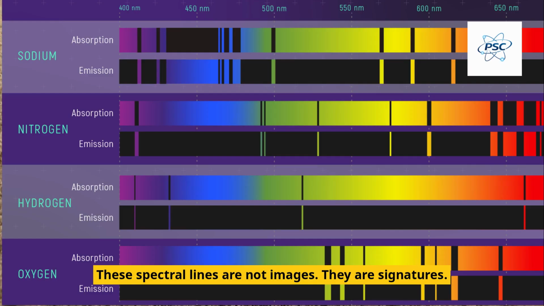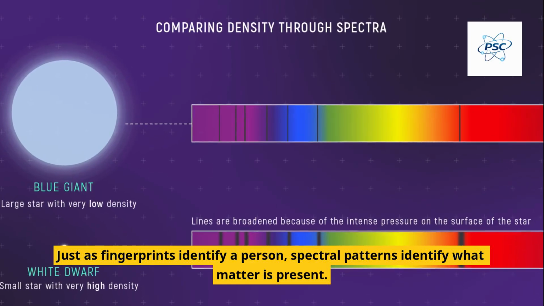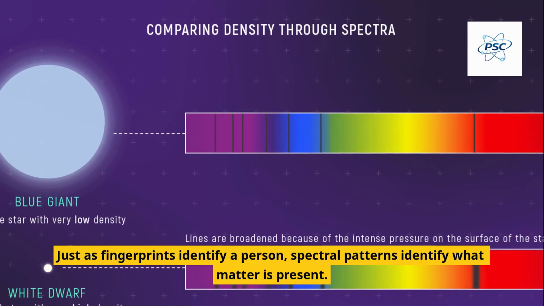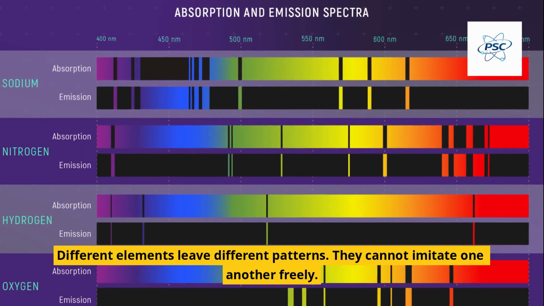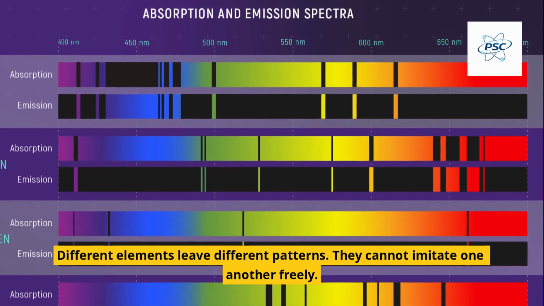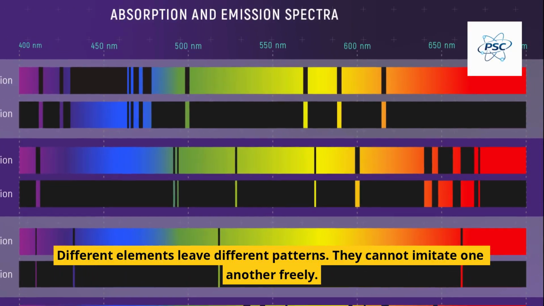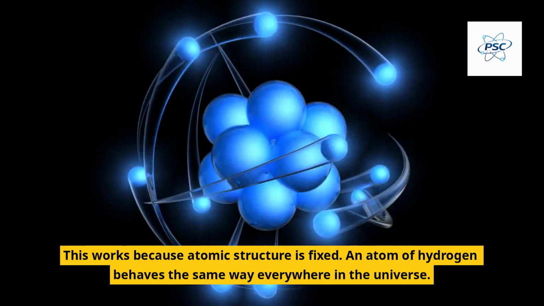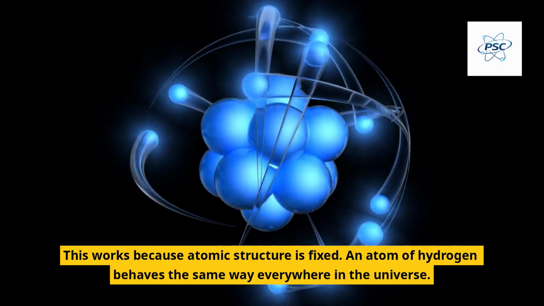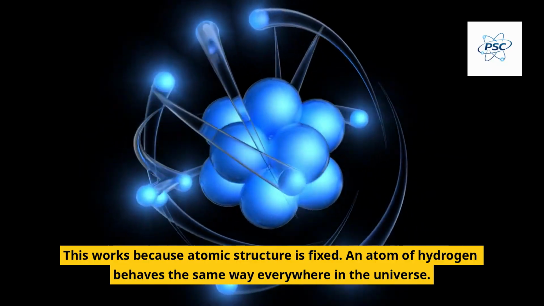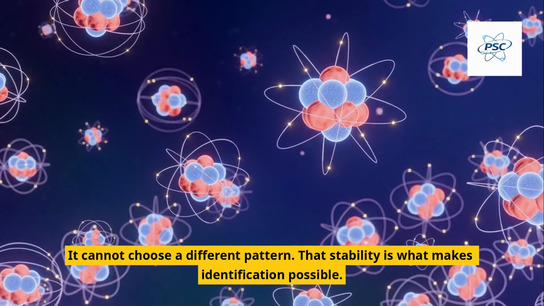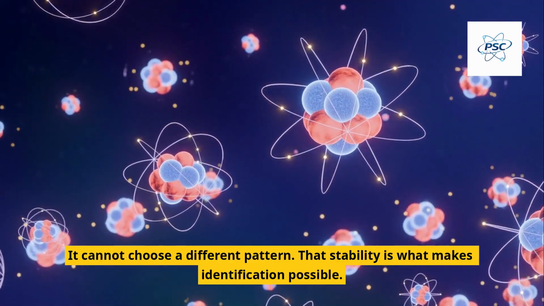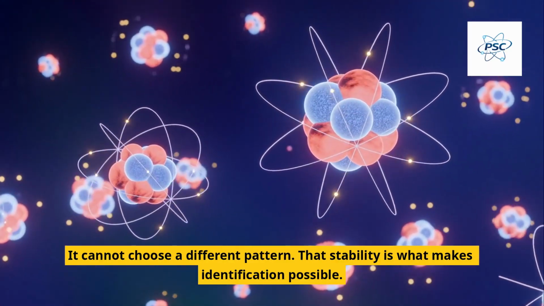These spectral lines are not images. They are signatures. Just as fingerprints identify a person, spectral patterns identify what matter is present. Different elements leave different patterns. They cannot imitate one another freely. This works because atomic structure is fixed. An atom of hydrogen behaves the same way everywhere in the universe. It cannot choose a different pattern. That stability is what makes identification possible.